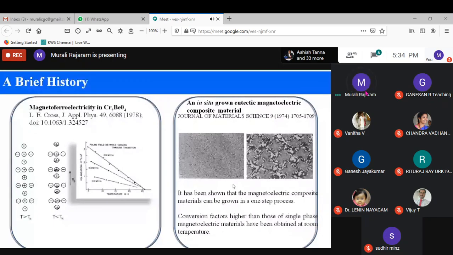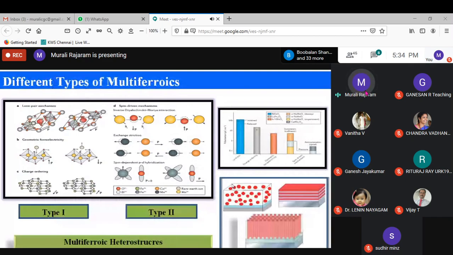Okay, so different types of multiferroic materials. These are called single phase multiferroic materials. These kinds of materials are called type 1 multiferroic materials, where your magnetic polarization and electric polarization are not related.